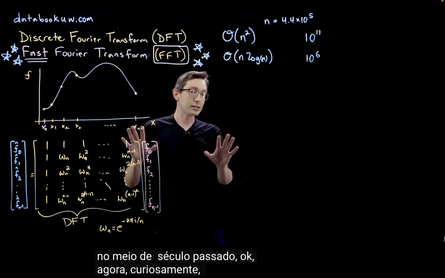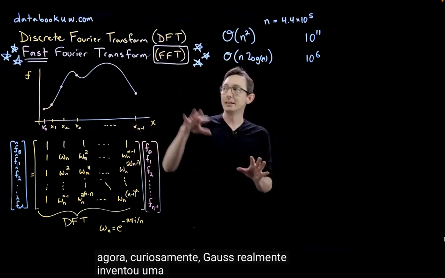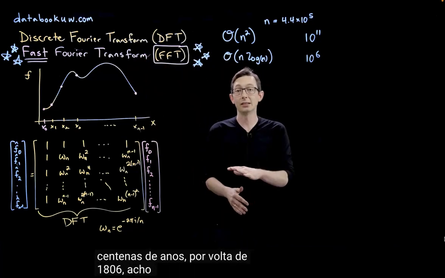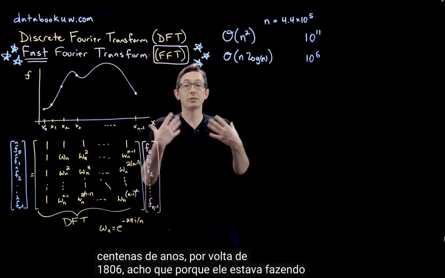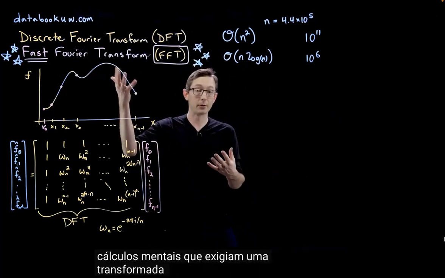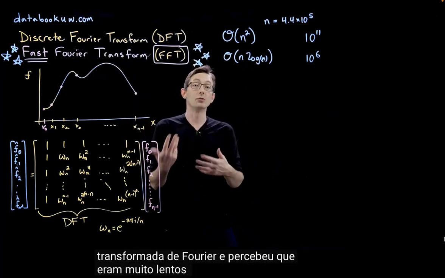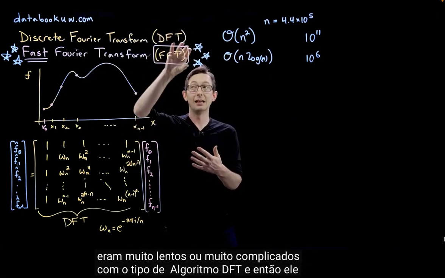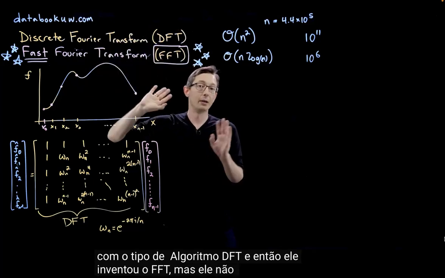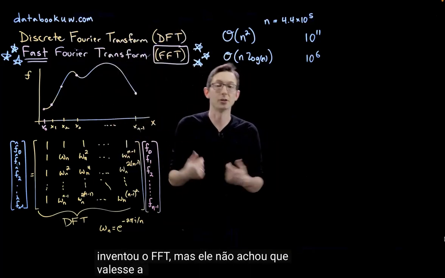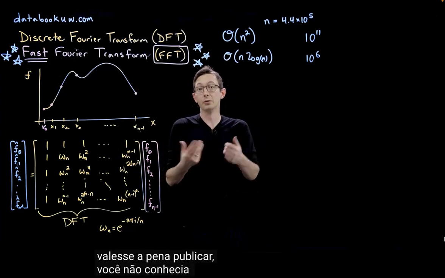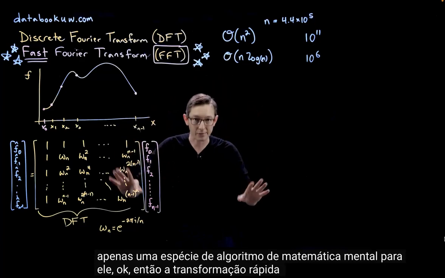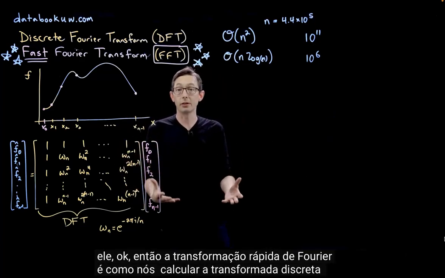Now, interestingly, Gauss actually invented a form of the fast Fourier transform hundreds of years ago, around, I think, 1806, because he was doing mental calculations that required a Fourier transform, and he realized that these were too slow or too cumbersome with the DFT algorithm, and so he invented the FFT, but he didn't think it was worth publishing. There weren't computers at the time, so it was just kind of a mental math algorithm for him.